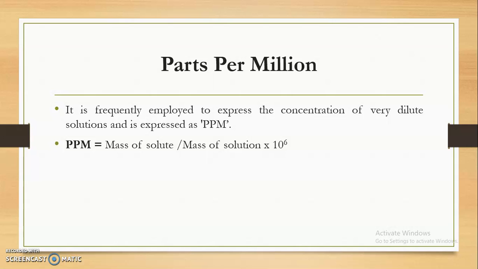Now, how to calculate the ppm concentration? Mass of a solute divided by mass of a solution, that is the weight by weight, into, instead of 100, we are going to use the 1 million term, that is the 10 raised to 6. That's why this is expressed in terms of parts per million. Instead of percent, as we are going to use the million term, we have to multiply it with 10 raised to 6.